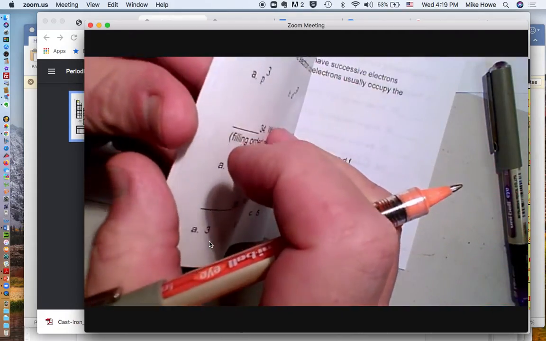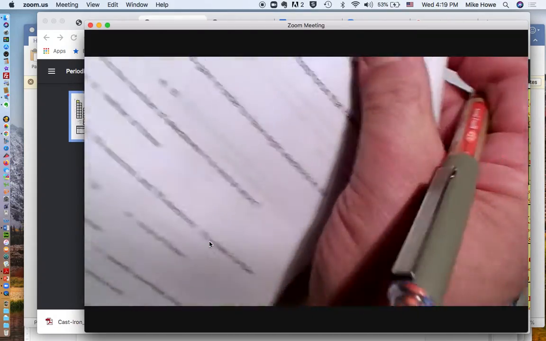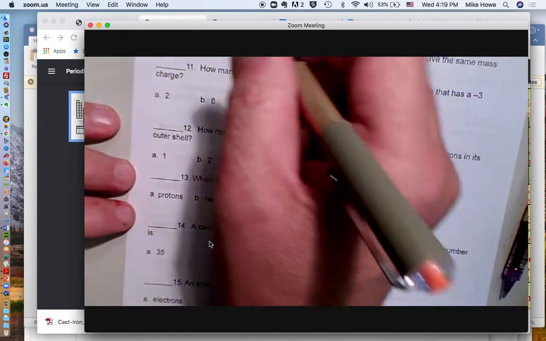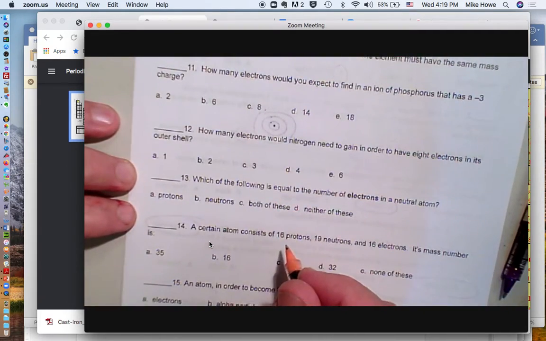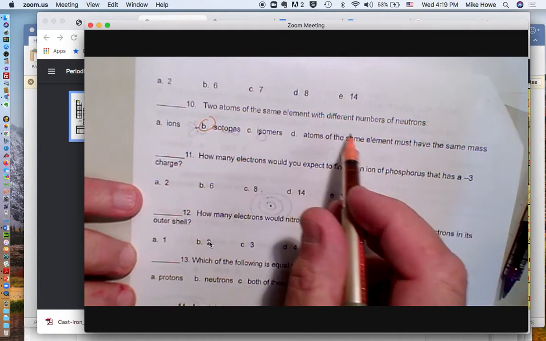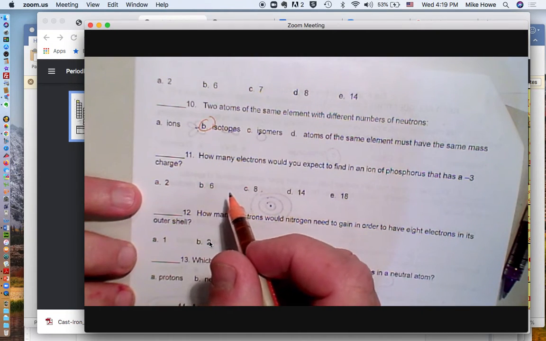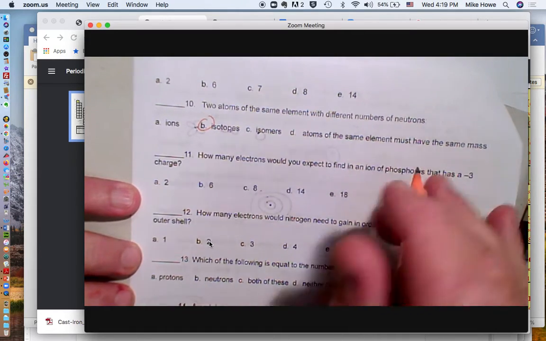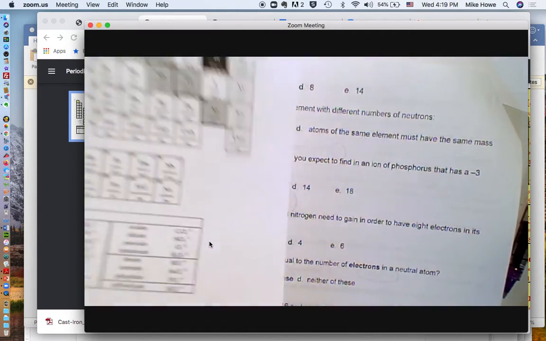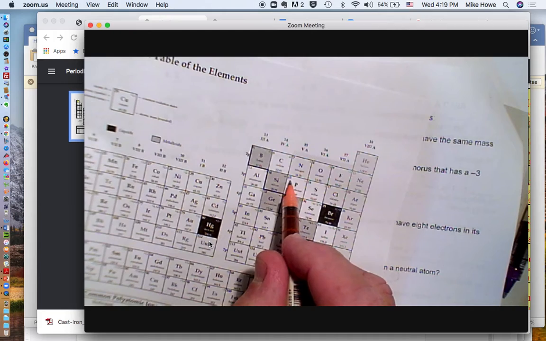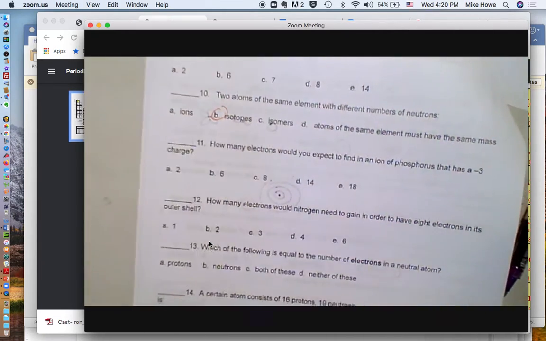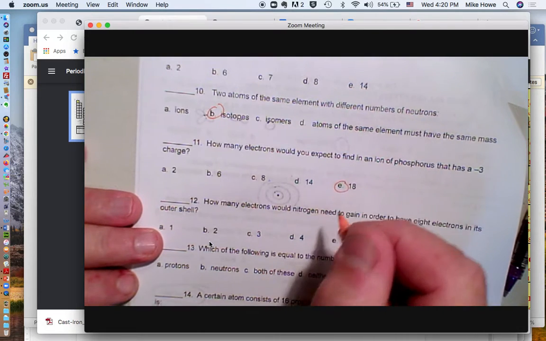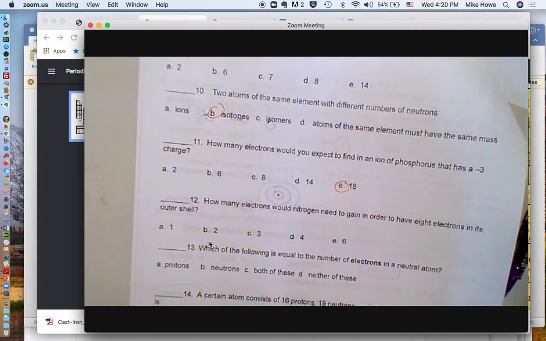All right, now moving on to the next page. Two atoms of the same element with different numbers of neutrons. We just talked about that. It's isotopes. Two atoms of the same element, different numbers of neutrons, isotopes. If you had phosphorus with a -3 charge, phosphorus normally has 15 protons. So if you have a -3 charge, it's going to be 18 electrons because it's gained 3.